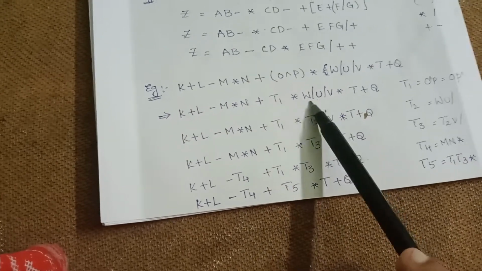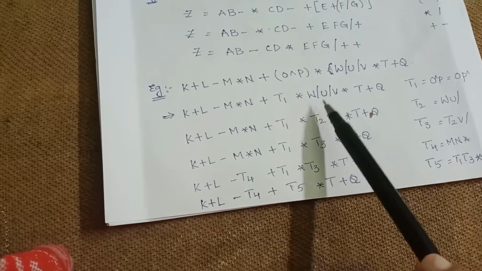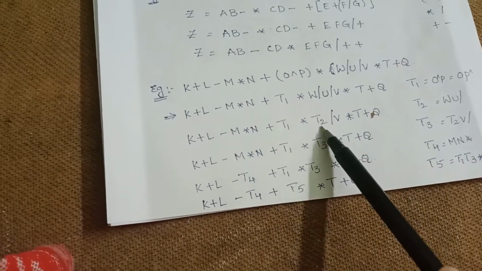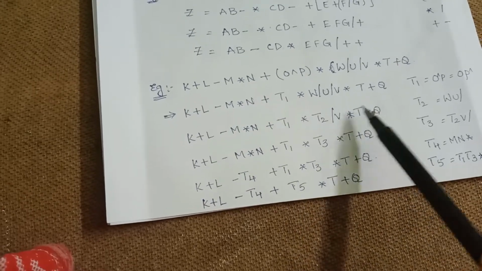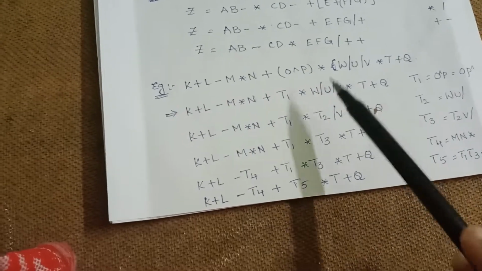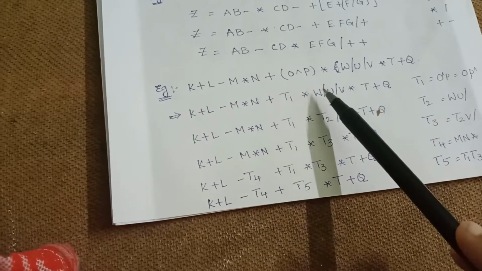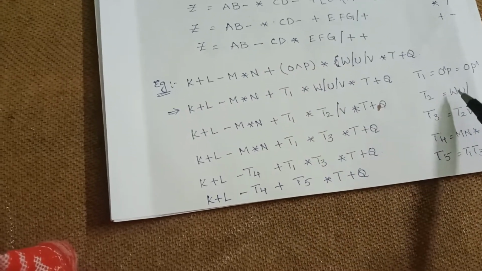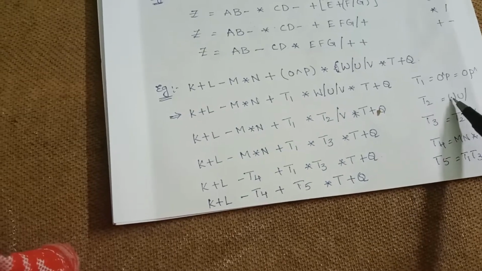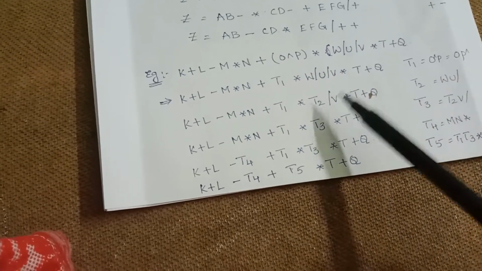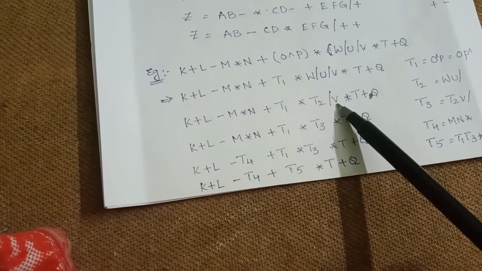So in place of w slash u, we are placing a temporary value t2 slash v into t plus q. So t2 is assigned w slash u, so that the postfix notation for that is w u slash. And the next operator precedence is slash.